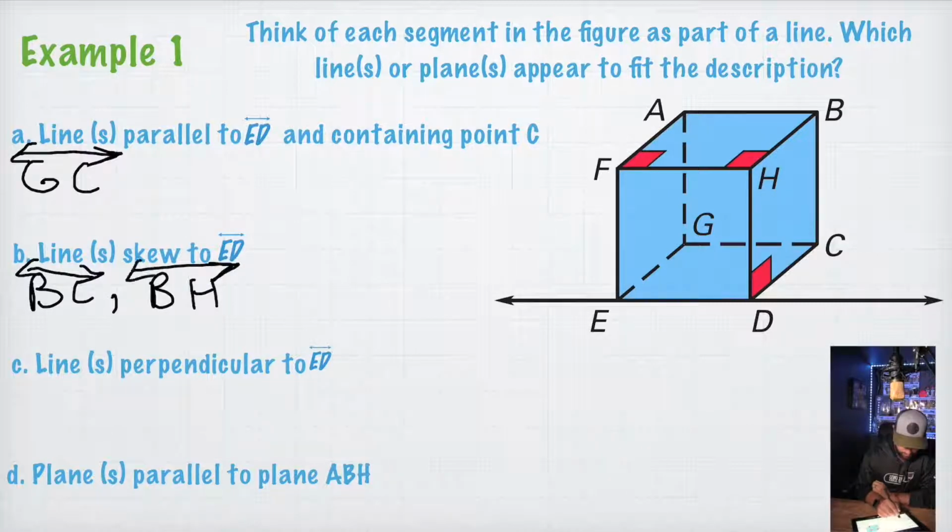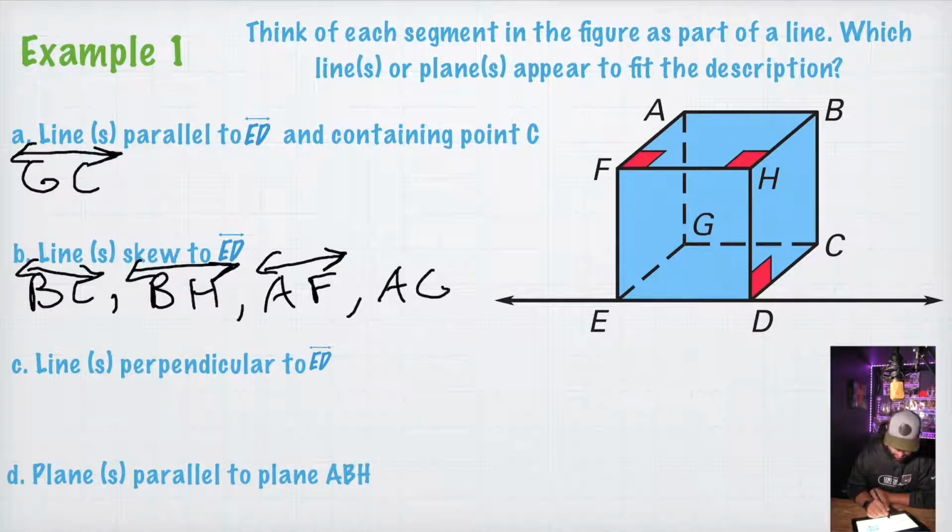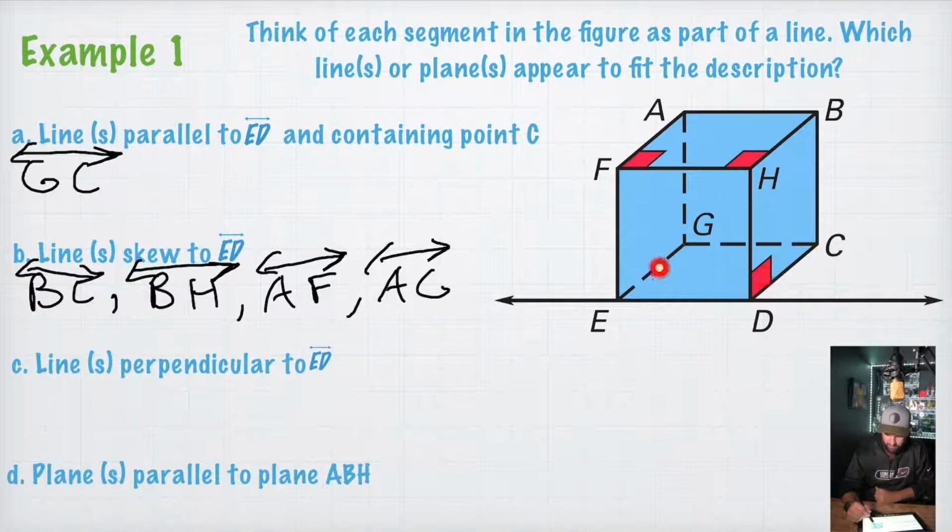BH, never will touch it. AF, will never touch it. And AG, will never touch it. Okay? All the rest of them would either be parallel or touching the line itself.